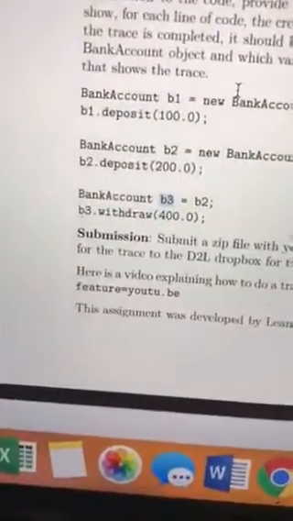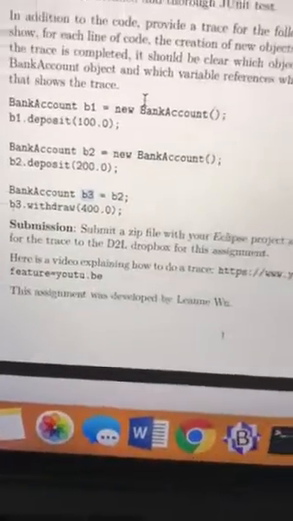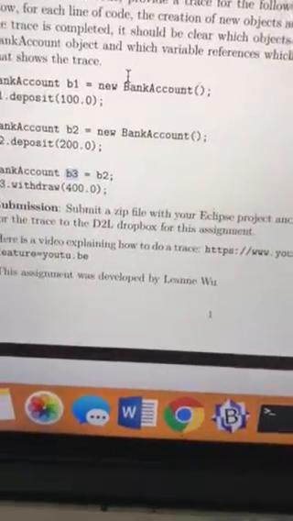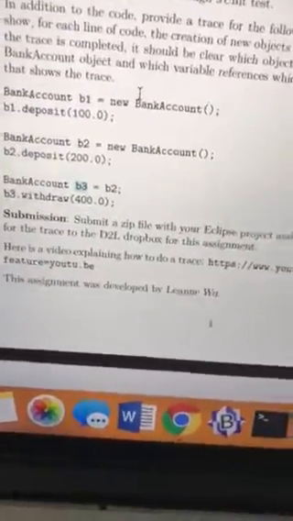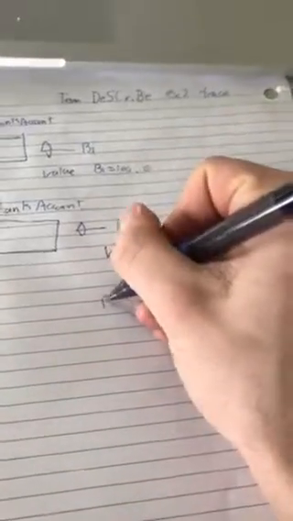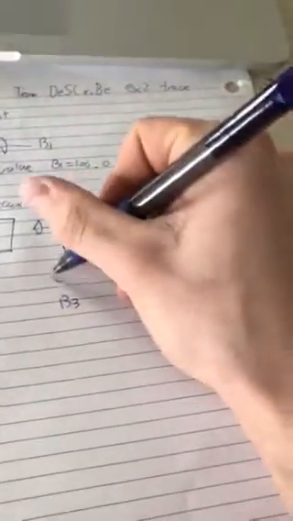200.0. And then this line is the only tricky bit here, where it says BankAccount b3 equals b2. Since it didn't say new BankAccount, that means that b3 is just a pointer to b2. So if we wanted to represent this, we could say b3 over here just points to b2, which points to the same object. And therefore, any changes to b3 will also change b2.